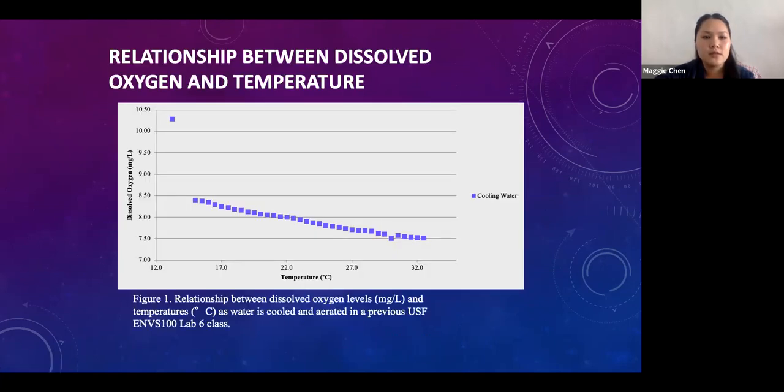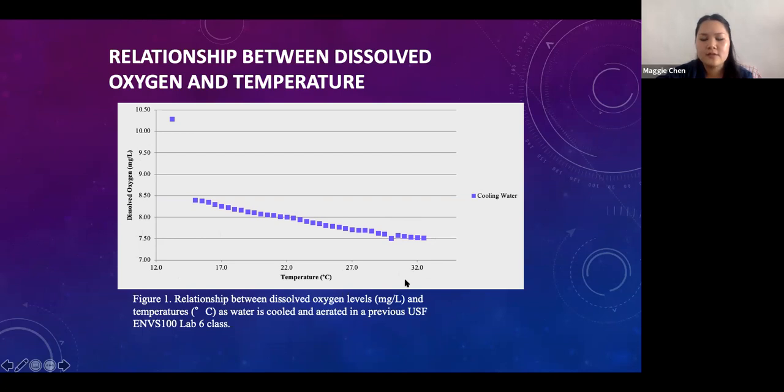So this chart is just an example to show dissolved oxygen and temperature. How does temperature change the amount of oxygen that can be in your water? So along the X horizontal axis, we have our temperature as our water is getting warmer. And on our Y vertical axis, we have our dissolved oxygen, in milligrams per liter, how much oxygen is in our water at that point. So as our water is getting warmer, we can see that the amount of oxygen in our water is also going down. So the warmer our water, the less oxygen we have in our water.